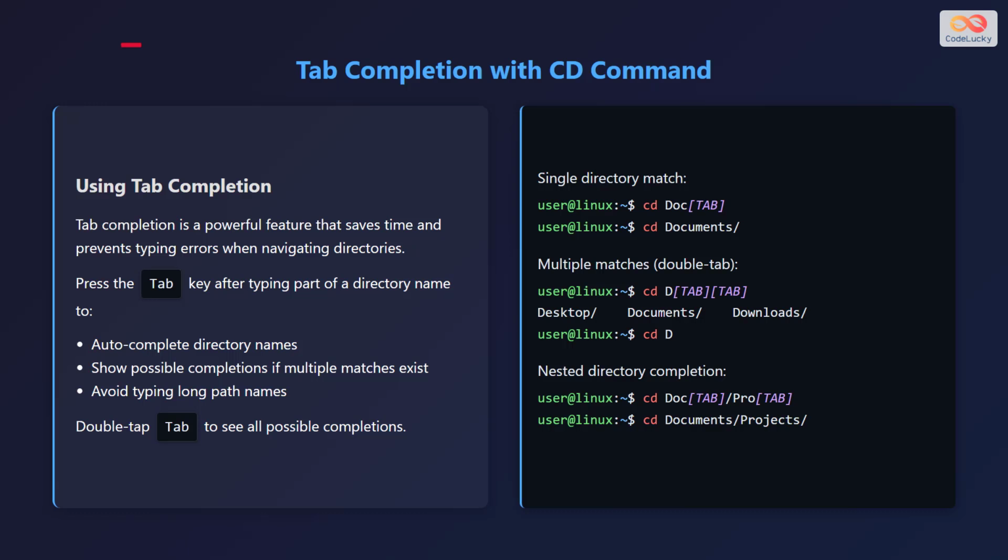Tab completion also works with nested directories. For example, if you type cd doc, press Tab to complete documents, then type /pro, and press Tab again, it will complete projects, resulting in cd documents/projects/.